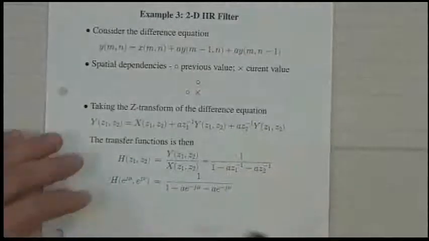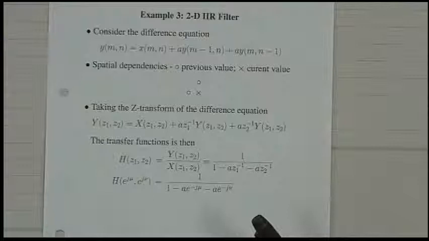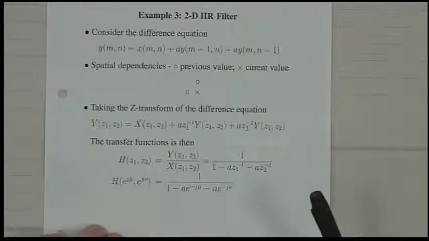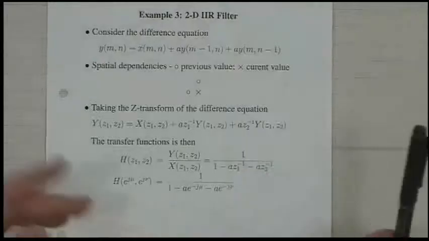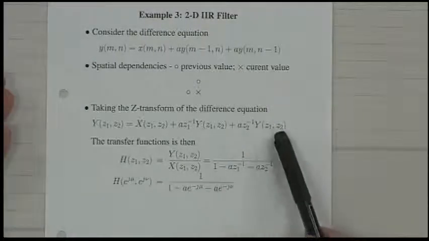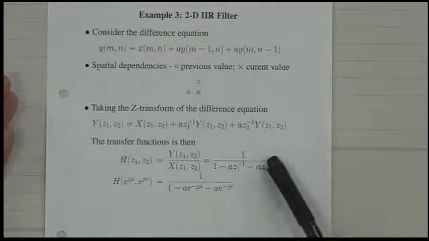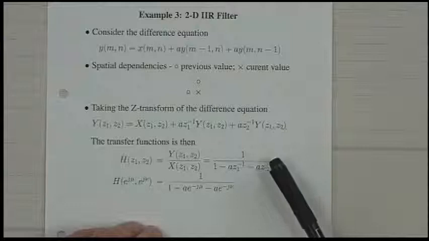Okay, so the rest of this I think is pretty straightforward. Especially since you did the filtering lab, you should be able to go through it. This is an example I just worked. It's the same kind of example, only we have Z1 and Z2 for taking the Z-transform in 2D, okay?